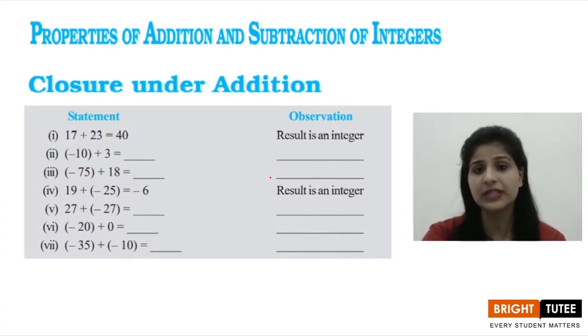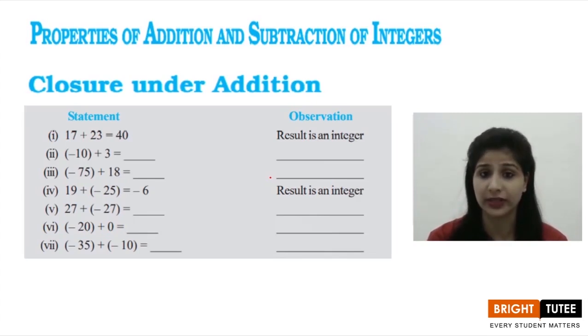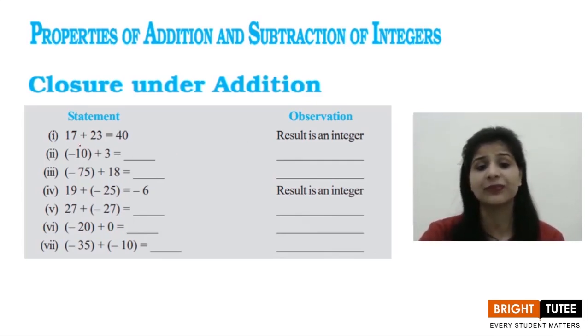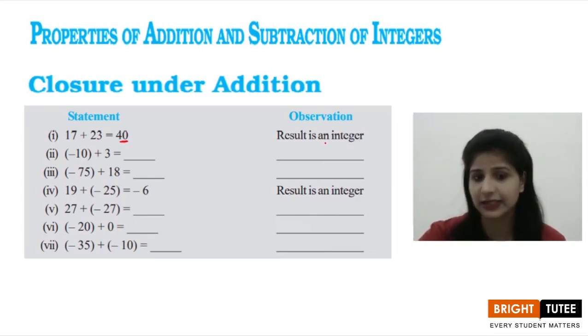Closure under addition means if I add any two integers, the answer is always going to be an integer, like in the case of whole numbers. Whenever we add two whole numbers, we always get a whole number. Let's see this. 17 plus 23, they have already added it and it is 40. 40 is also an integer. So yes, the result is an integer.